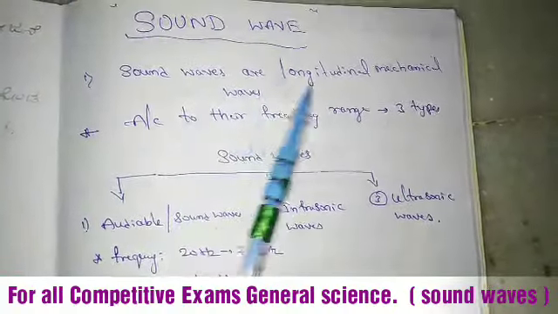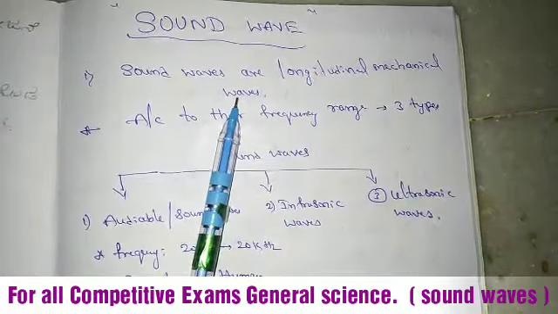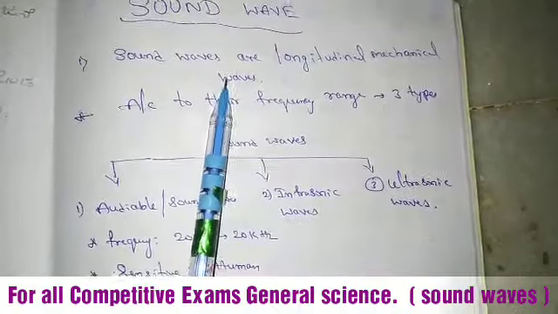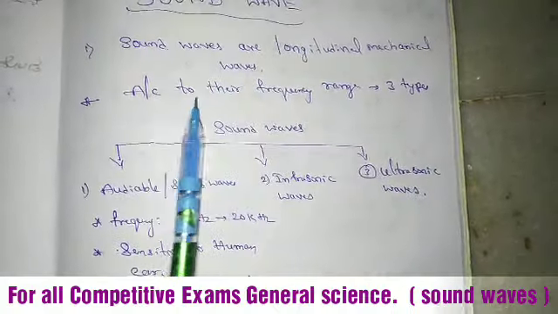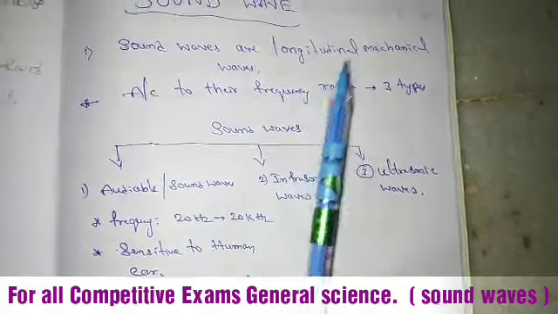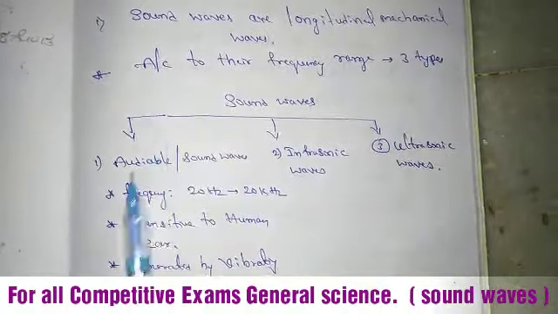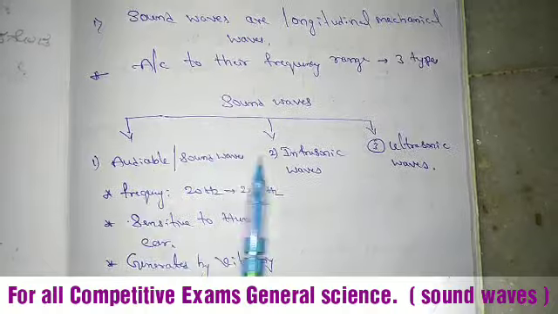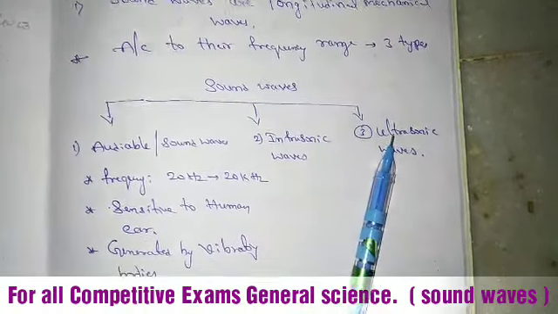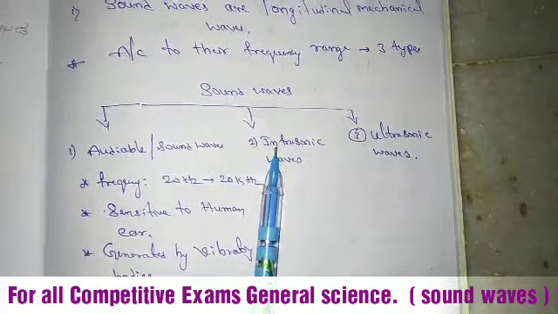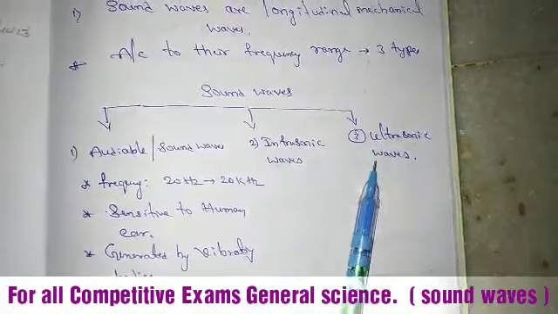Sound waves are longitudinal mechanical waves. You are very familiar with these waves. According to their frequency range, sound waves can be classified into three types. Those are audible waves, infrasonic waves, and ultrasonic waves.